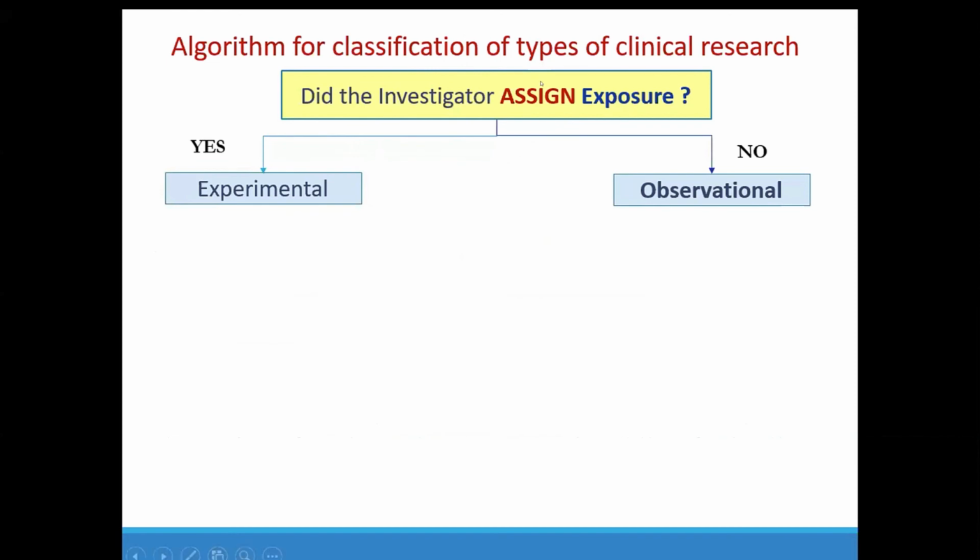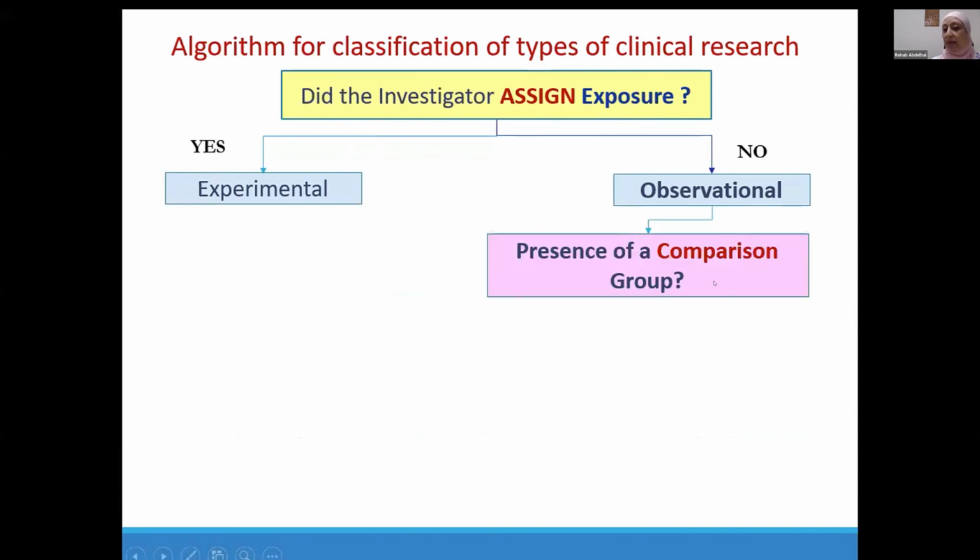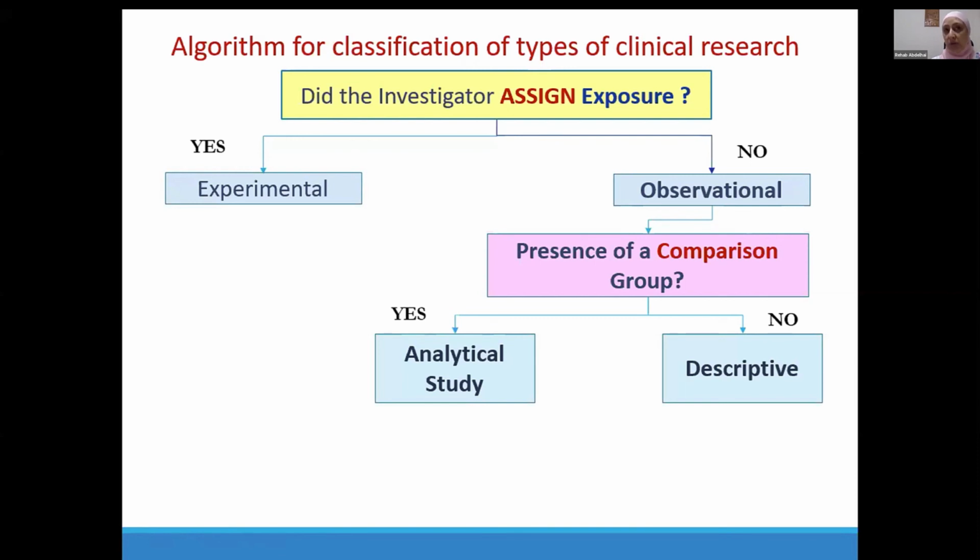Now going back to my algorithm, the first question: did the investigator assign exposure? If it's yes, there is an arm called experimental, and we will come to that later. And if the answer is no, then this is an observational study. For observational studies, you need to ask another question. Is there a comparison group or not? Now, you have two answers. One answer is no, we don't have a comparison group, and yes, we have a comparative group. Depending on your answer, you will have certain designs.